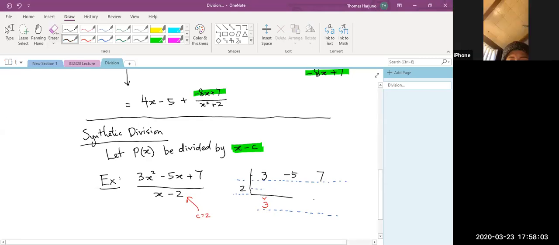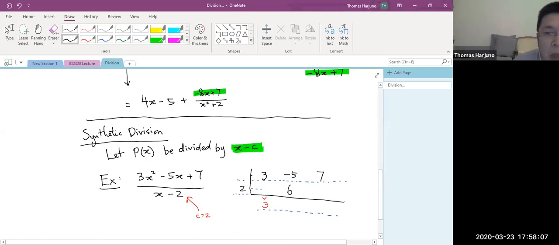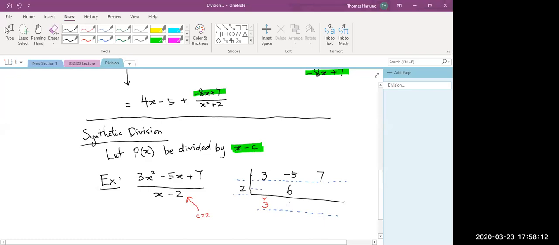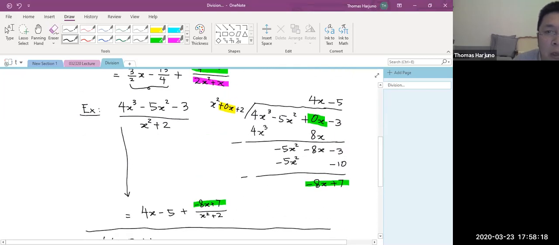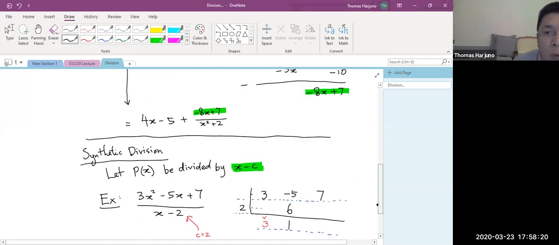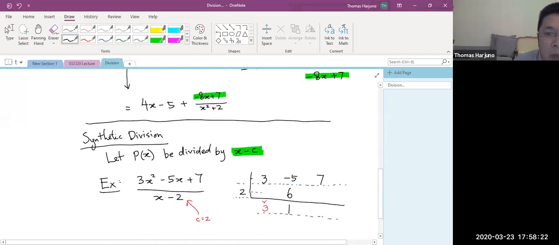So 3 times 2 gave me 6. Now when I add this, what do I get? 1. So in this case, I add. Not like the synthetic division earlier, where we always subtract, remember? Right, yeah. Here we add. Now you repeat the procedure.